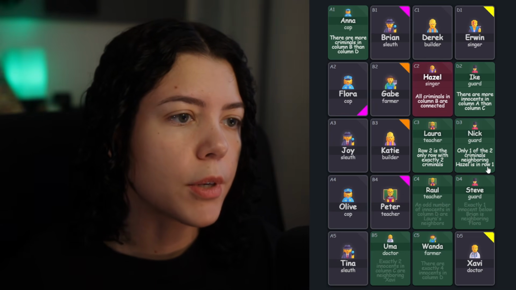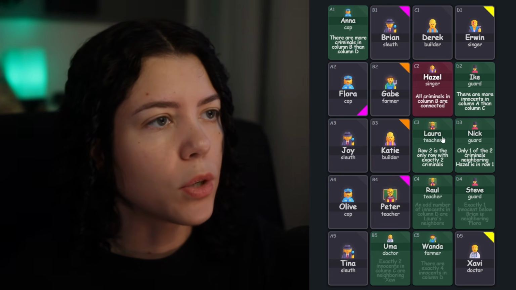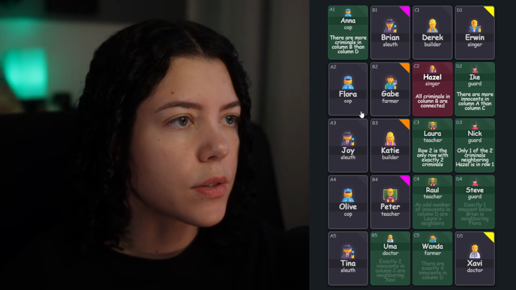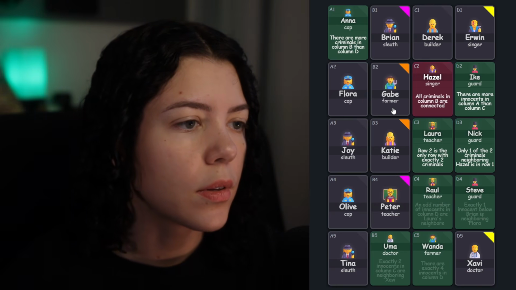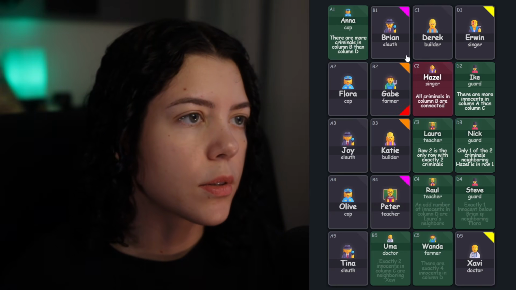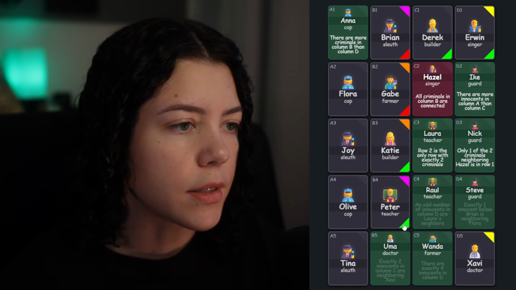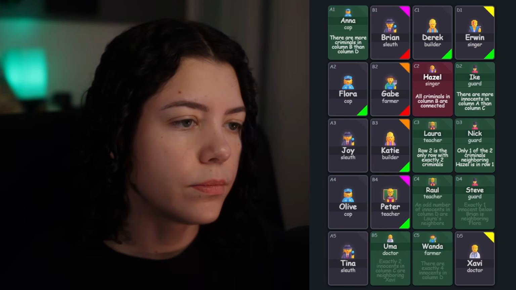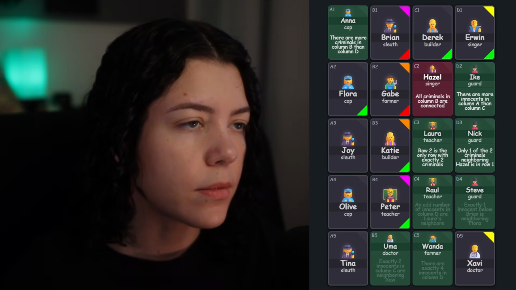Only one of the 2 criminals neighboring Hazel. We know that. What do we know? Because we know that these 2 guys are opposites as well. So let's say that Gabe is a criminal, which would make Brian a criminal, and both of these guys innocent, and Flora an innocent. How's that now? Hazel has 2 criminals neighboring her. That's okay. That's expected.